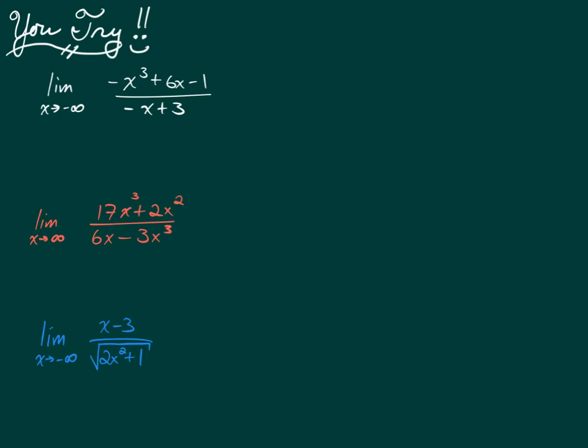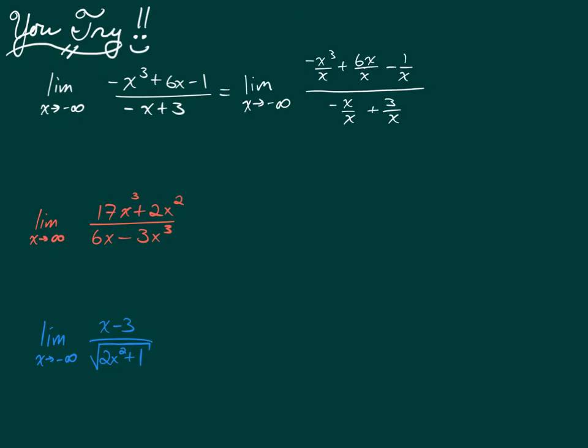In the first example, you can see that there is a polynomial over a polynomial, making this rational. And you can find the limit at infinity here by dividing the top and bottom by the highest power of x in the denominator. That being said, the new limit will look something like this.